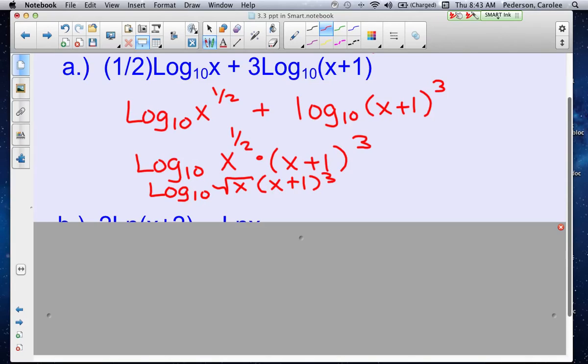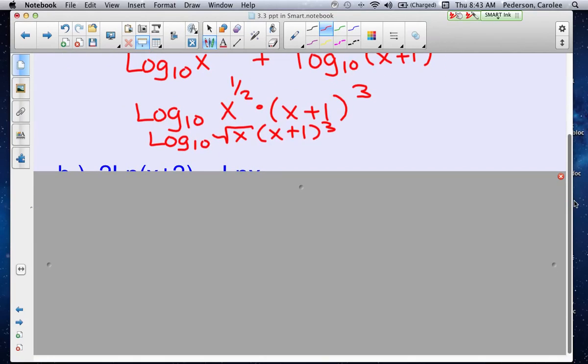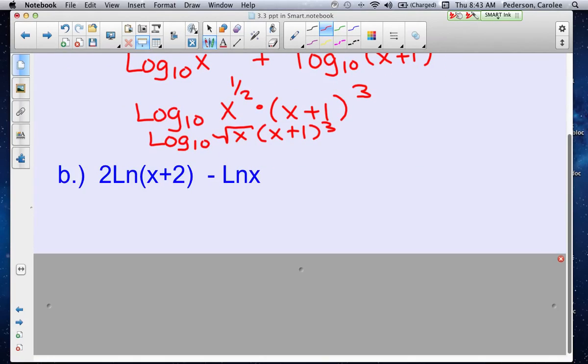All right. So there's the first example. Let's go on and do the second example. We have two natural logarithms. What are their bases? E. They're base E. Can I combine these logarithms back together? Yes. How would I do that? Division.